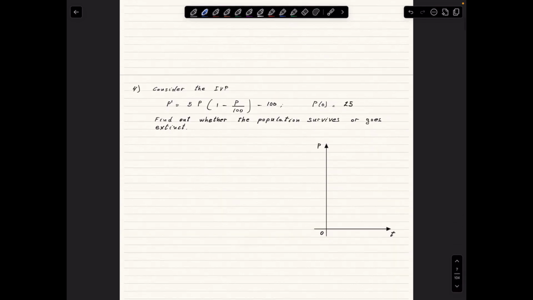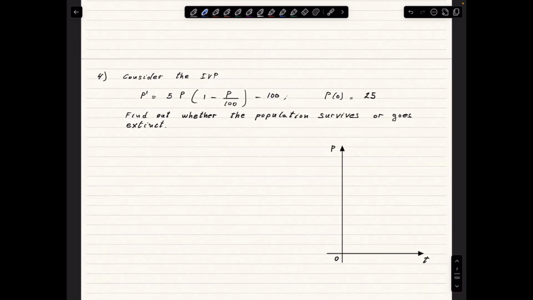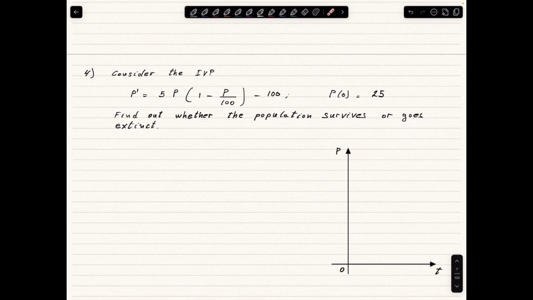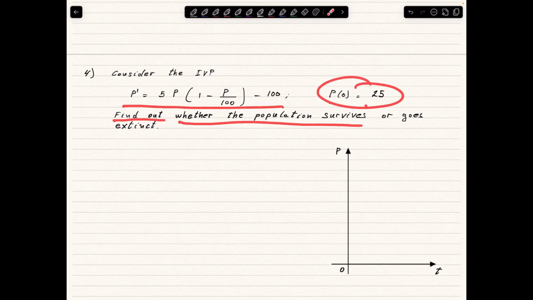In our next problem, we have a logistic equation, and the question says consider this initial value problem. So we have the logistic equation with a hunting or harvesting term and some initial condition, and what we need to do is to find out whether the population solution of this equation with this initial condition survives or goes extinct.